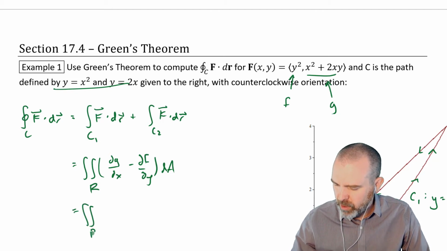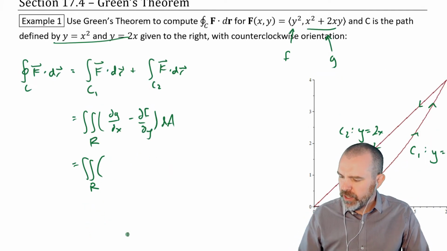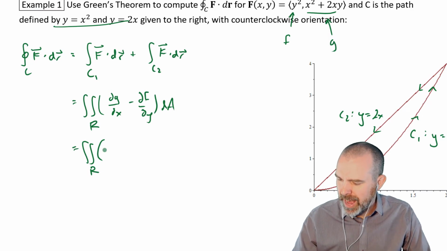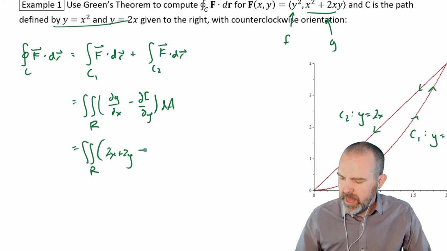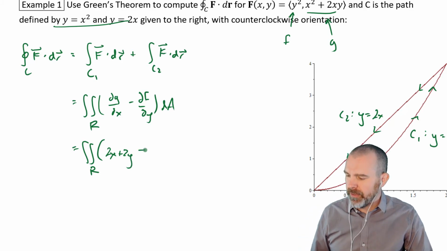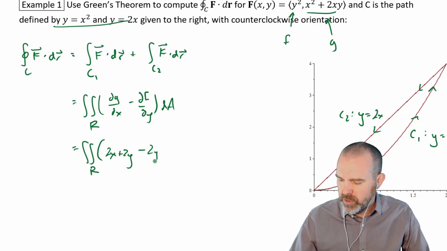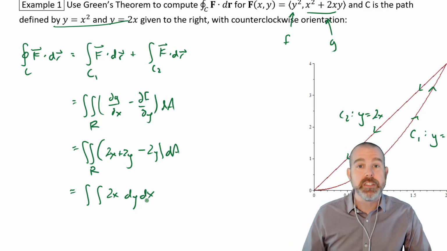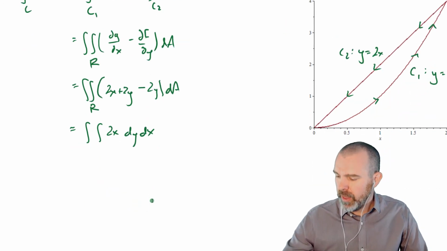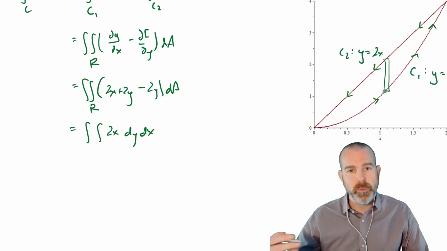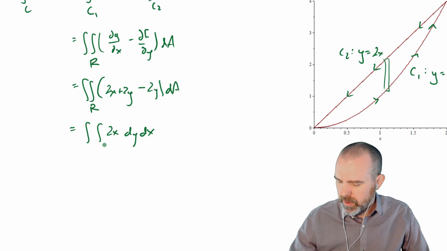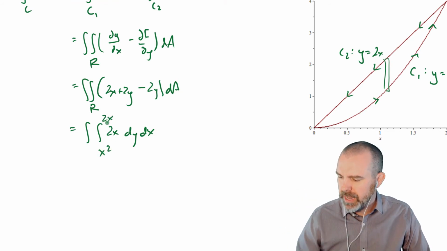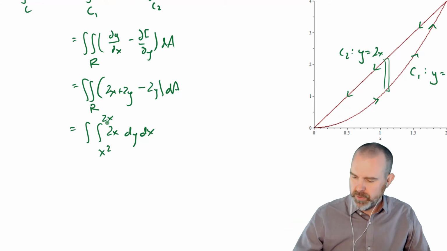So it's going to be the double integral over the region. Our G function, we have to find its derivative with respect to x. That will be 2x plus 2y. And then we're going to subtract the partial derivative of f with respect to y. So that's minus 2y dA. Well, that's nice. That's just the integral of 2x. And let's do dy dx. And now we're going to set up a double integral. You can think of your rectangle double integral. You're going from the bottom curve, x squared, to the top curve, 2x. And then x is going from 0 to 2.